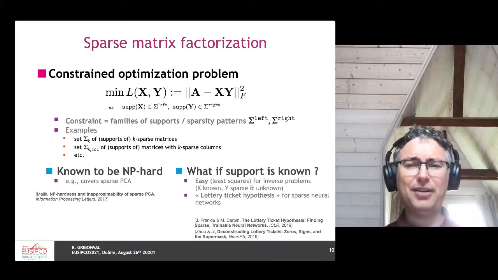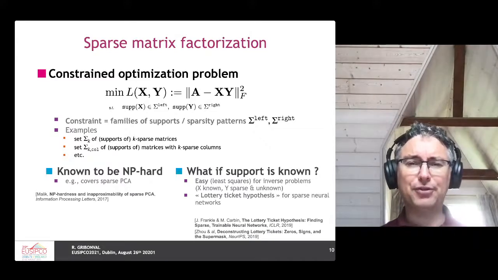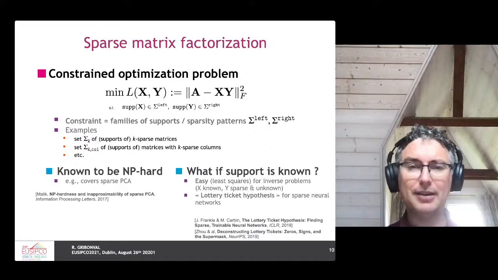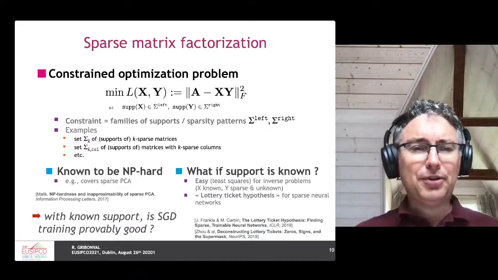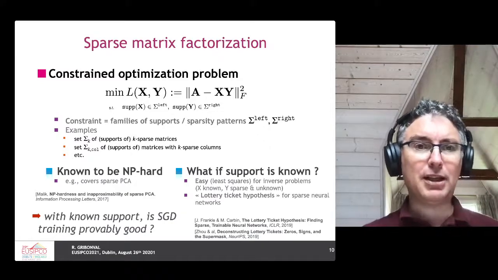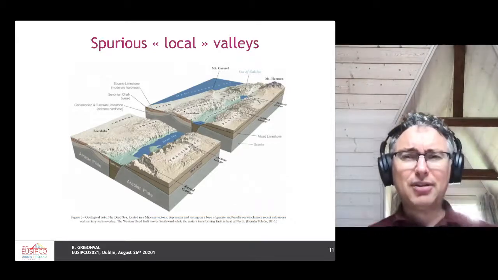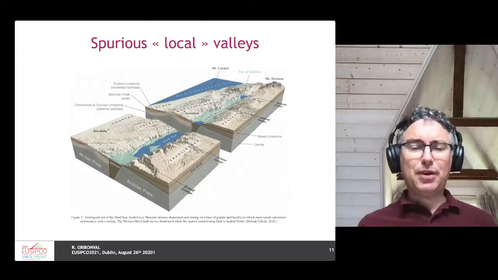So this hypothesis somehow suggests that finding the coefficients once the support is known becomes easy. And the first surprise that we had when trying to formalize this is that it's not so easy, in fact. So when the support is known, gradient descent often works well. But if we wonder whether we can prove that it works well, then it's no longer the case. And this is related to questions about the shape of the landscape of this function.